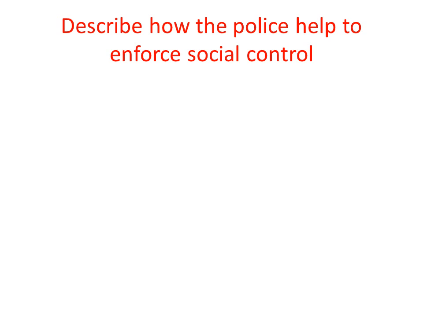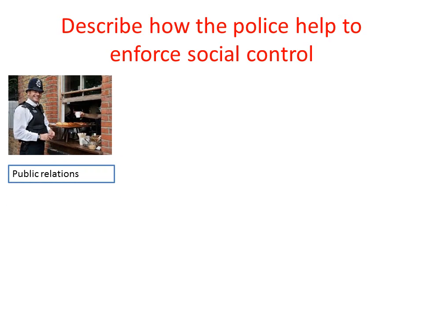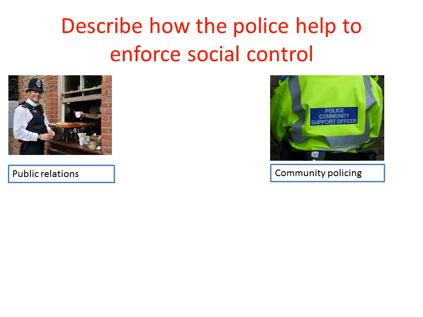So the first area you can discuss in this question is how the police have good public relations, and how they use their public relations to ensure that deviance and criminal behaviour is kept to a minimum. The second area we can talk about is community policing. You may have seen police community support officers walking around your community. They are used by the police to maintain good behaviour in the community, and particularly keep deviant behaviour down, and again this links into public relations.